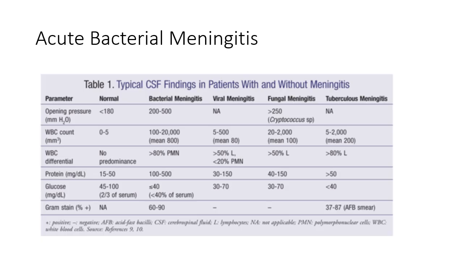Protein is often elevated, but can be normal in a viral and fungal meningitis as well. And then glucose is typically reduced in a bacterial meningitis as well as a tuberculous meningitis, and can be a bit more variable with viral and fungal meningitis.